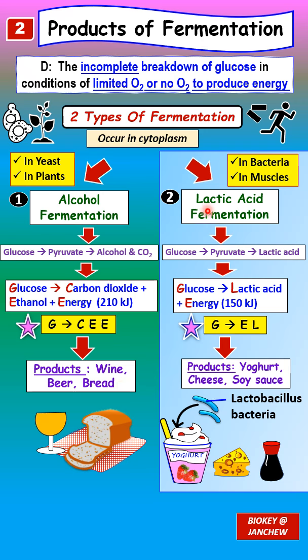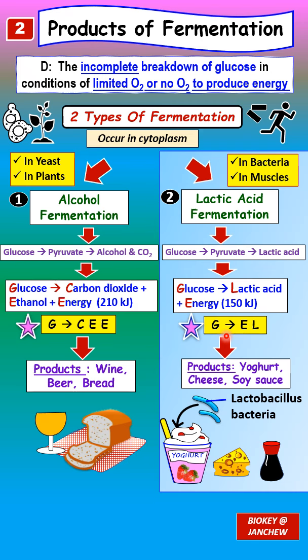Let's look at the second type of fermentation, which is called lactic acid fermentation. It occurs in bacteria and some types of fungi, and also in skeletal muscle cells of humans that undergo vigorous training or activity. The glucose is broken down in the cytoplasm to form pyruvate and finally to form lactic acid. The equation is: glucose is broken down to form lactic acid and energy, and 150 kilojoules of energy are released per mole of glucose.